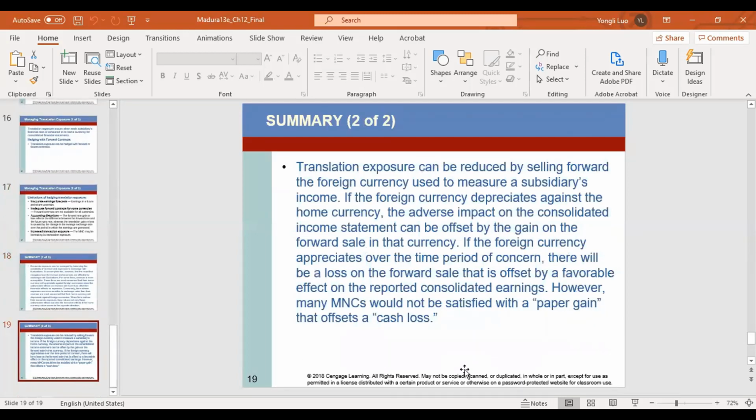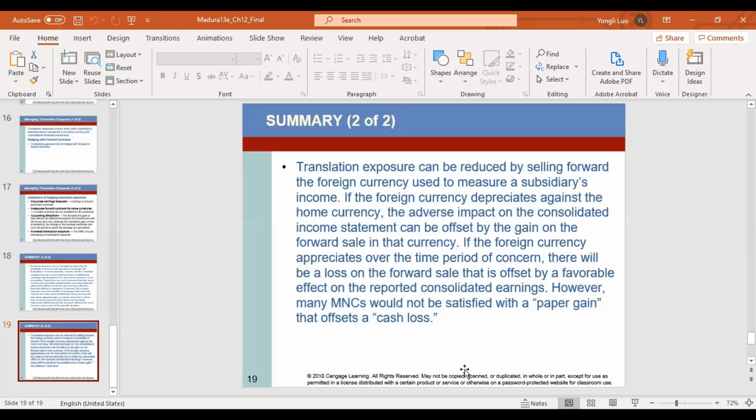Translation exposure can be reduced by selling forward the foreign currency used to measure a subsidiary's income. If the foreign currency depreciates against the home currency, the adverse impact on the consolidated income statement can be offset by the gain on the forward sale in that currency.